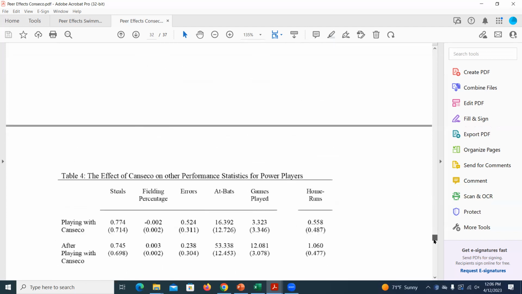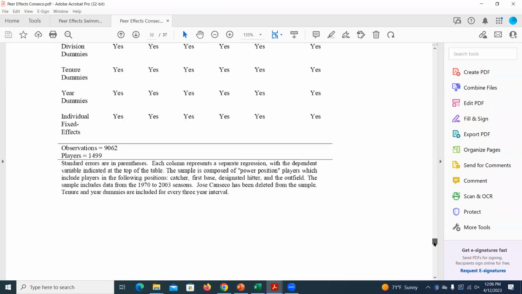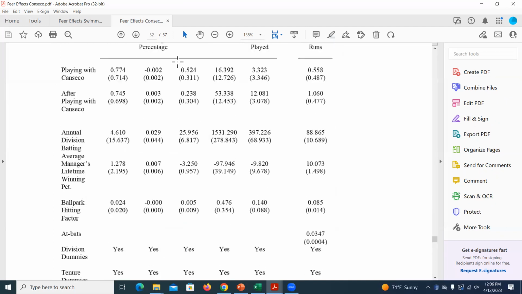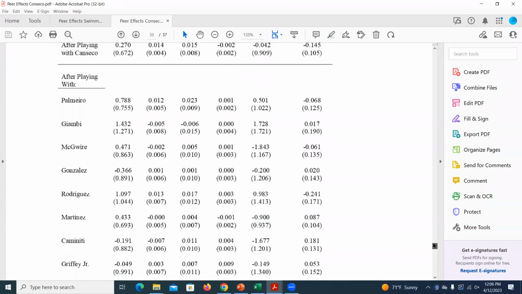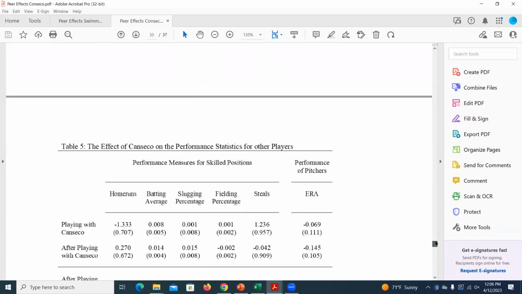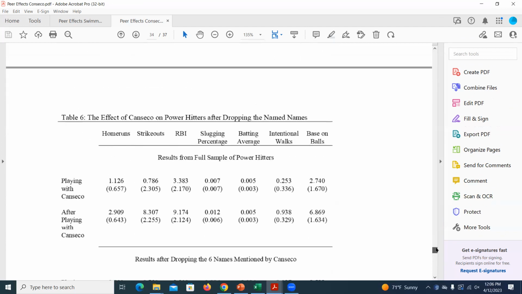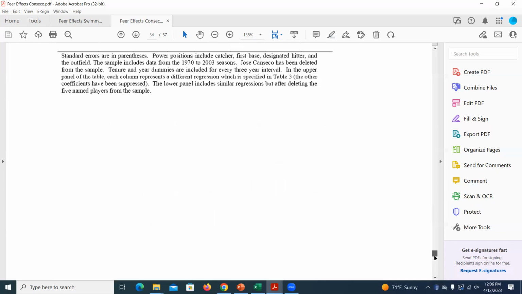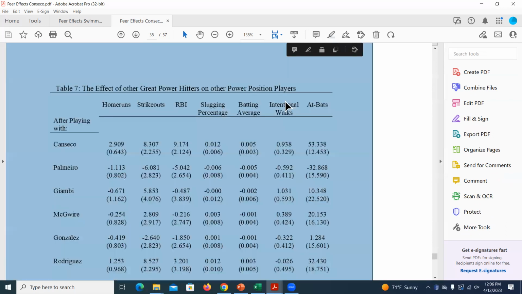Okay? So I'm going to go down here. What was this? I know there's a better table. Here, I think this is what I want. That's not a table in there. Here it is. So they did a very similar thing.